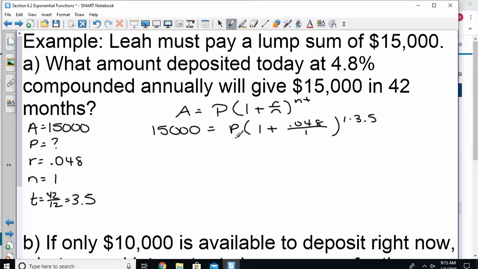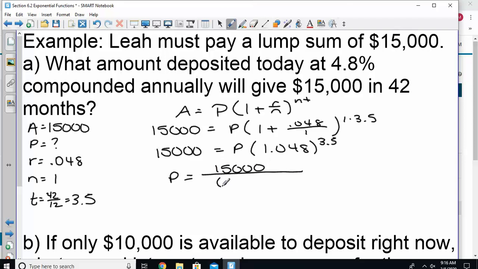Okay, we are solving for P here. If you want, you can clean it up a bit. You don't necessarily have to. 1 plus 0.048 divided by 1, which is 1.048. 1 times 3.5 is 3.5. How would I get my P by itself? Divide. So P is going to be 15,000 divided by that.